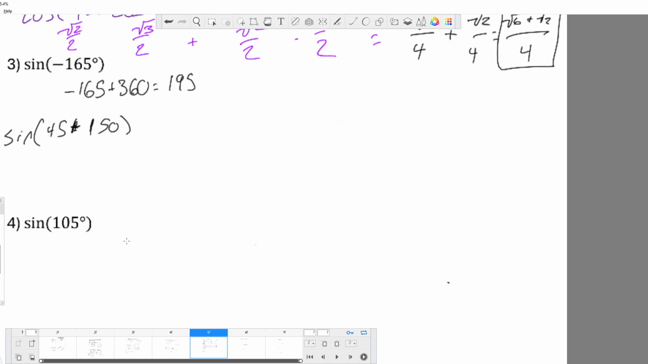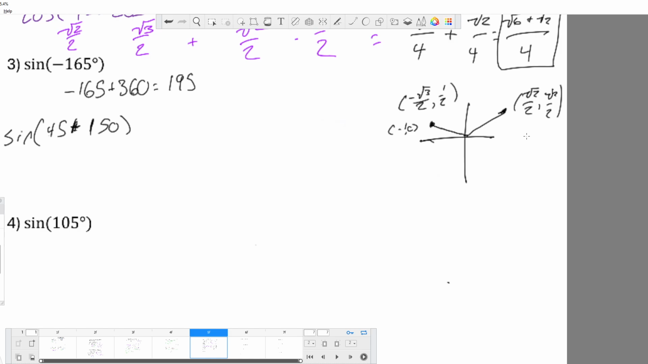So if we think about that, that's going to be right there. So this is -1, 0. So this unit circle value is going to be negative square root of 3 over 2, 1/2. And then our other unit circle values over here at 45, which is going to be square root of 2 over 2, square root of 2 over 2.